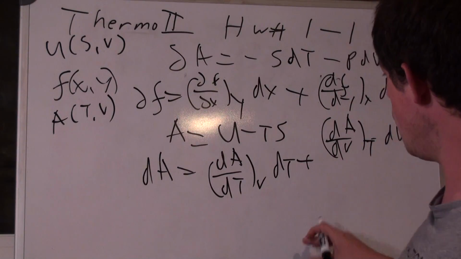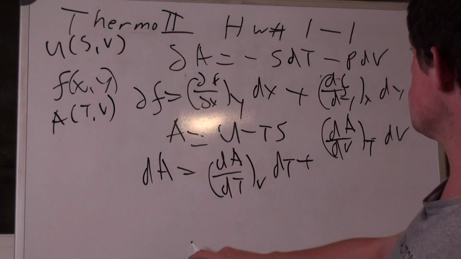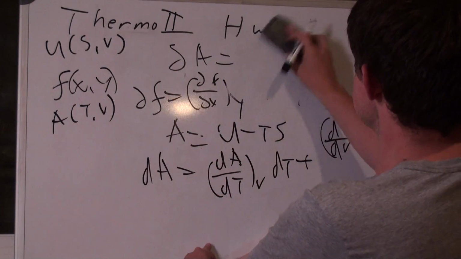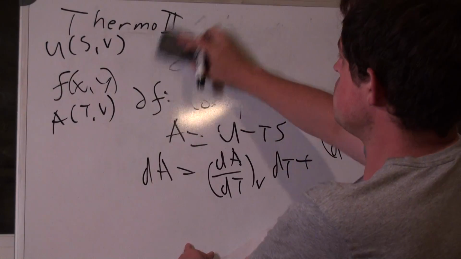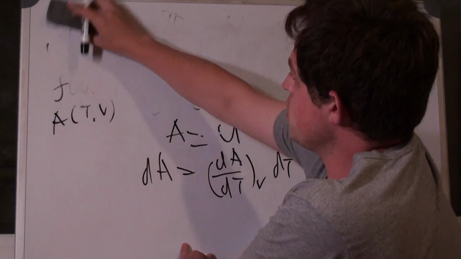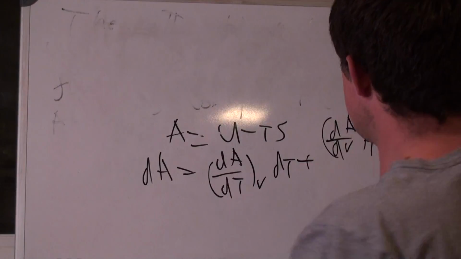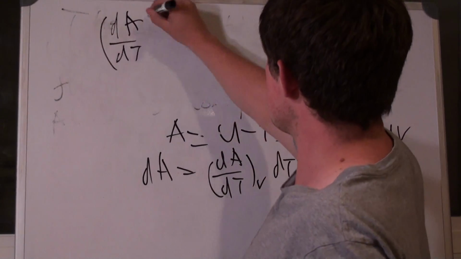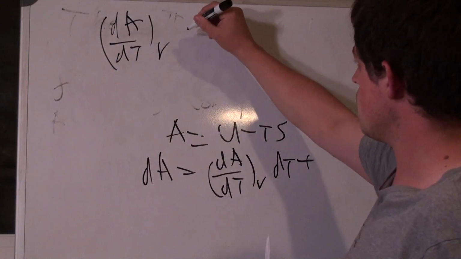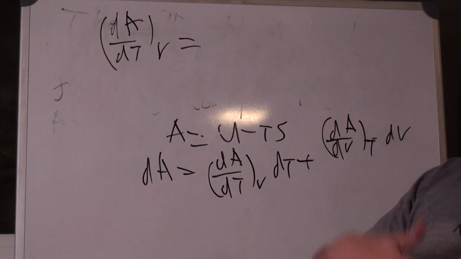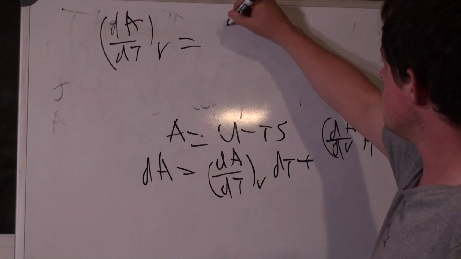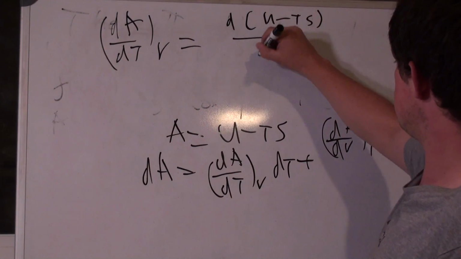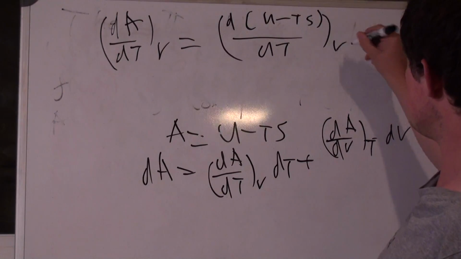Okay, so let's do this first one first. And throughout all of these problems, you're going to see lots of erasing because I don't have that big of a chalkboard. All right, so we've got dA/dT at constant V. And we want to plug in what A equals. So we have d(U minus TS)/dT at constant V.